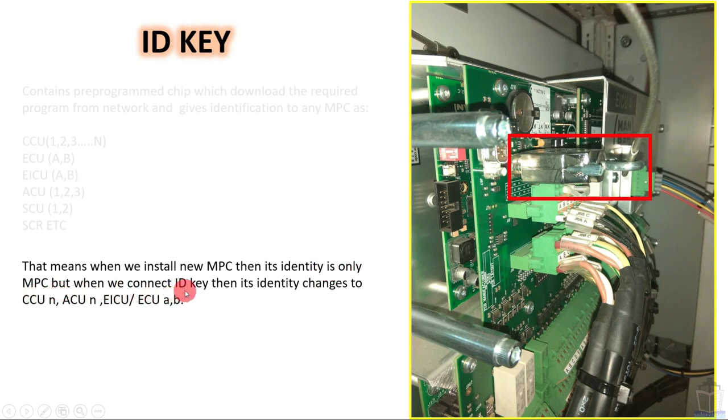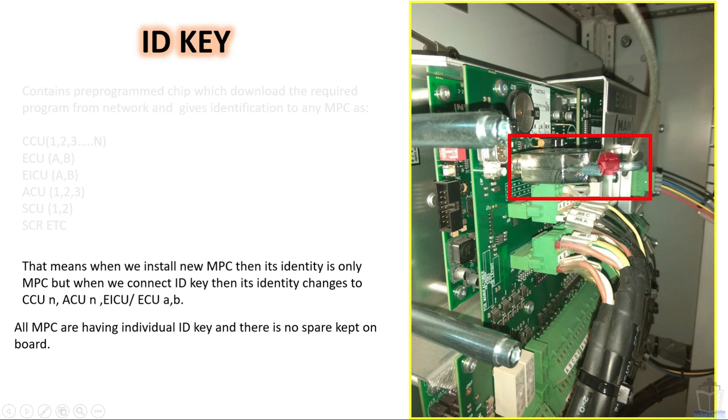But when we connect the ID key, then its identity changes to CCU 1, 2, 3, like that, ACU 1, 2, 3, EICU A and B, ECU A and B, like that. So I hope you understand what is the function of the ID key. Now all MPC are having an individual ID key and there is no spare kept on board. Please remember, all MPC are having an individual ID key and there is no spare kept on board.